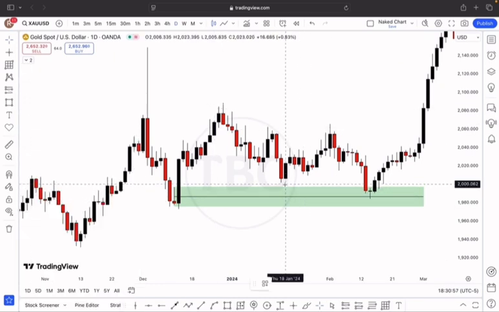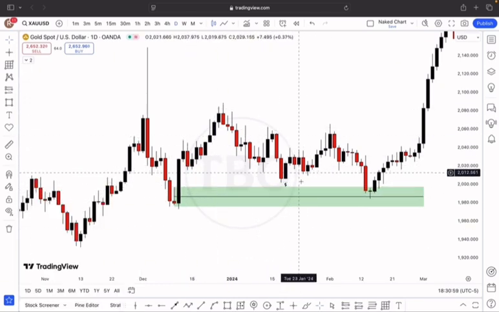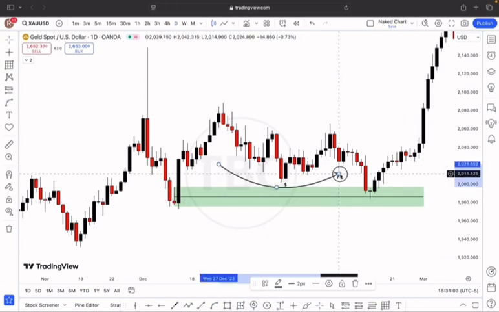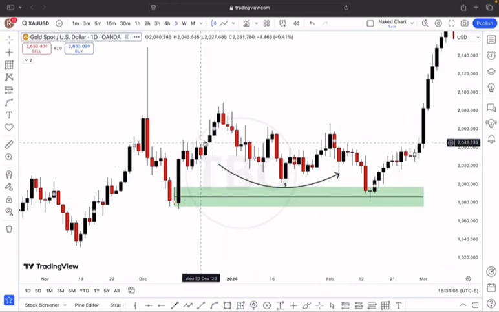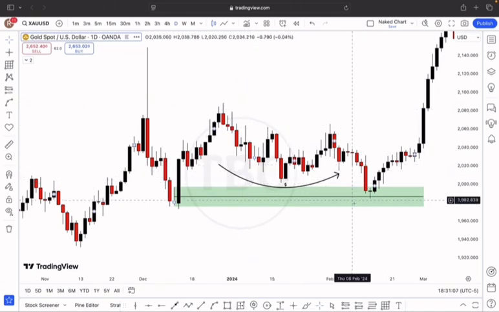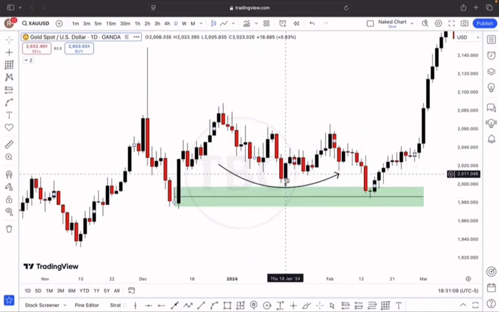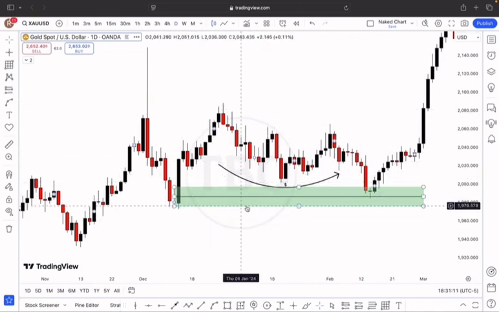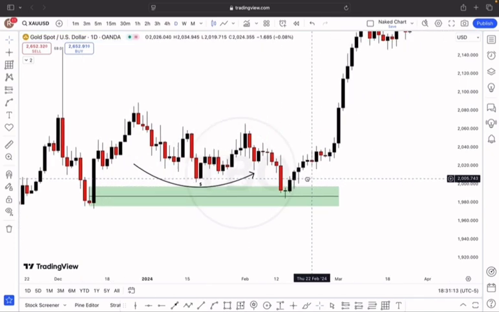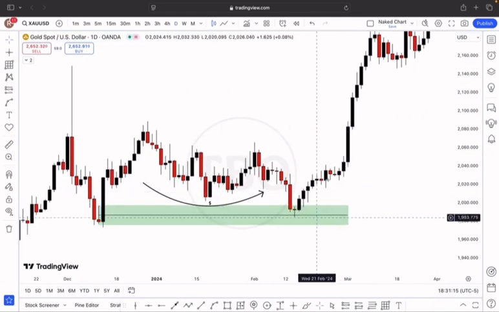Let me show you. Liquidity was rested below here. All of this right here was liquidity, guys. As you can see, price came and took out the liquidity and tapped into the pivot demand. Now, as you can see, it tapped into the pivot demand and it went crazy.